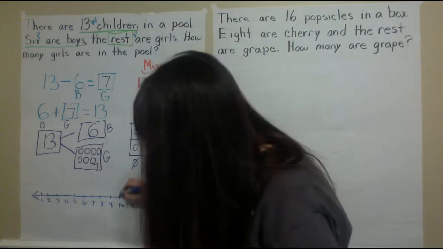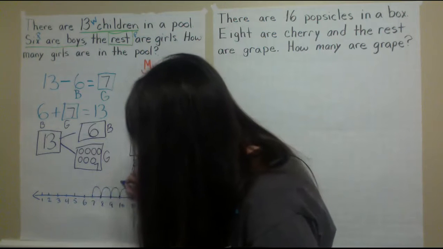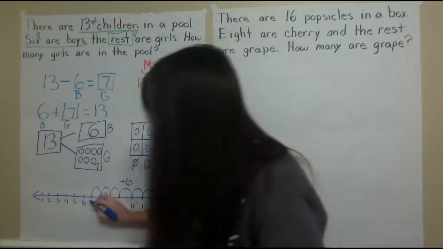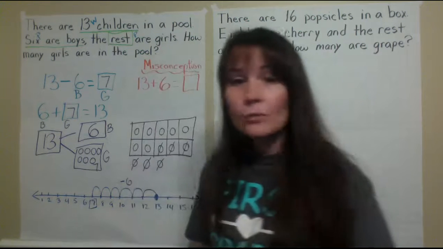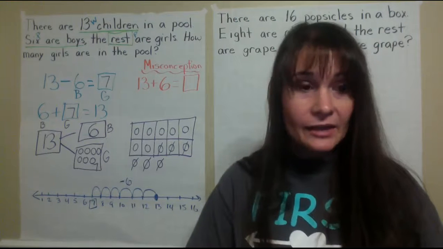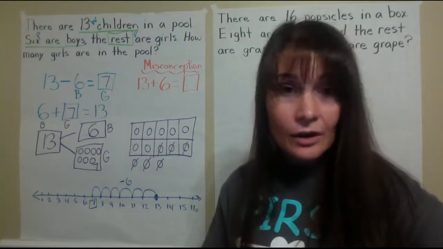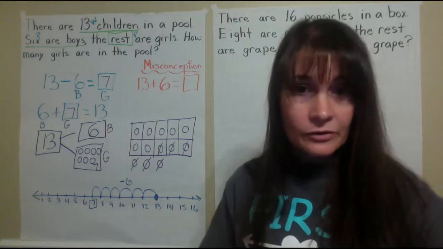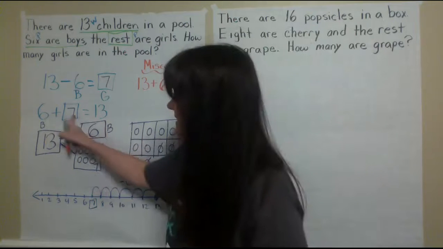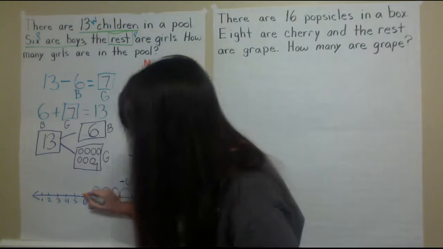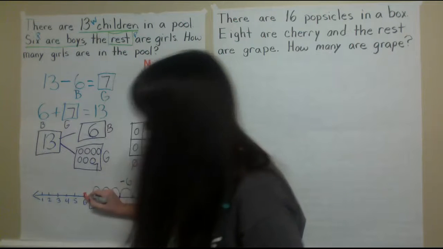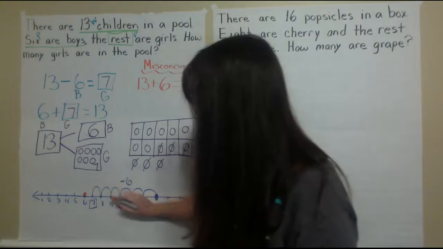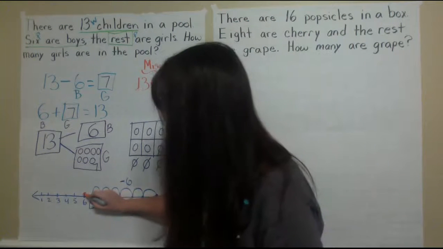1, 2, 3, 4, 5, 6. And I'm going to label my number line with minus 6. And that leaves me with 7. I can also use my number line in the other direction to help me as well. So if I used my other problem, 6 plus something equals 13, I could start at the 6, and I'm using a different color to model this. And then I'm going to count on until I get to 13.